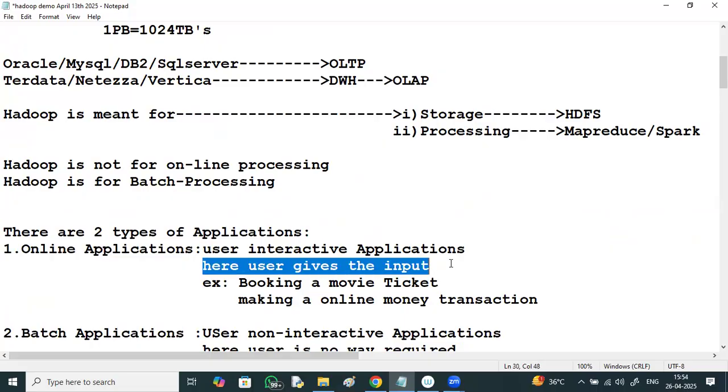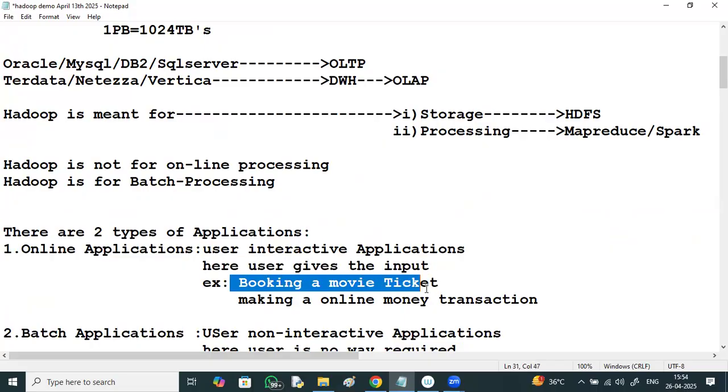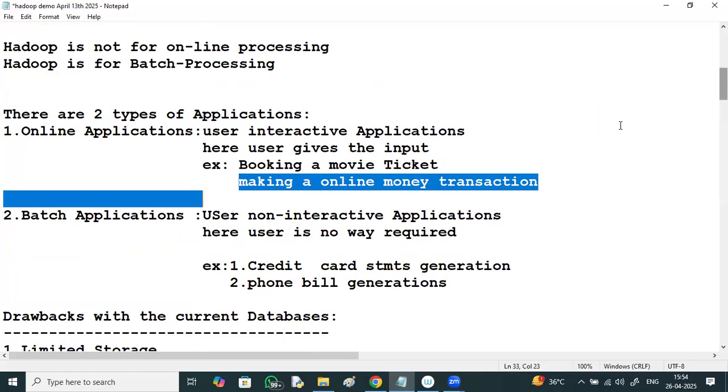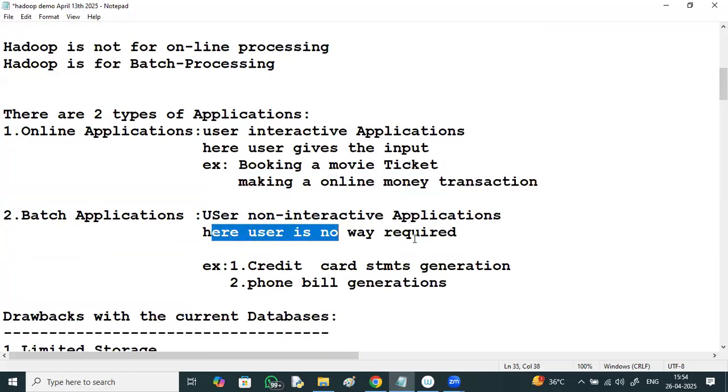User gives the input. Booking a movie ticket, you are going to give the input. Making an online money transaction, the source account and destination account you are going to provide. Now the batch application is user non-interactive. Here, the user is nowhere required.